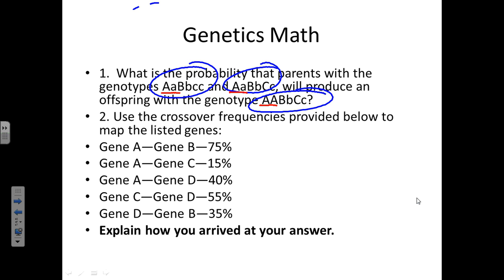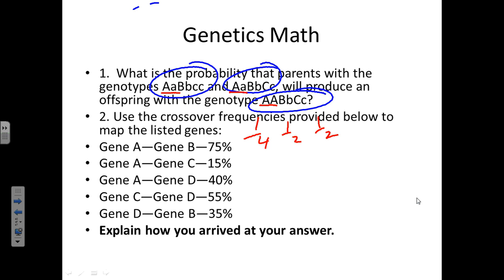Big A, little a, and big A, little a produce big A, big A. It'd be 1 out of 4, right? 1 out of 4. And then what are the chances that big B, little b, and big B, little b produce big B, little b? 1 out of 2, right? Draw the square for that, 1 out of 2. And the chances that little c, and big C, little c produce big C, little c. Help me out. Little c, big C, little c produce big C, little c. 1 out of 2, right?